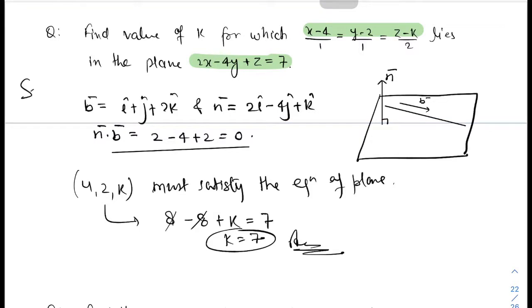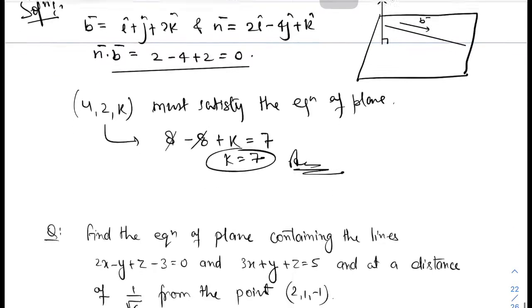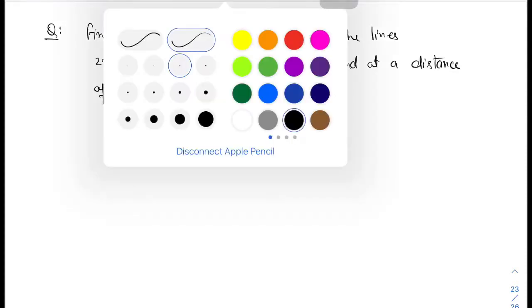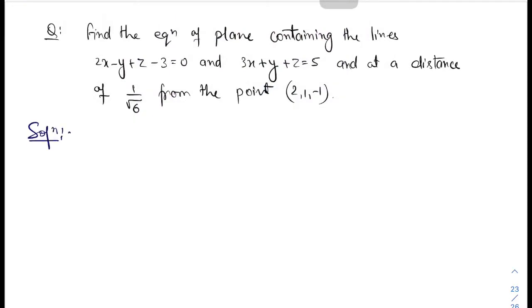Okay, let us see what the next question is. Find the equation of the plane containing the lines this and this, and at a distance of 1 by root 6 from the point. Okay, the plane is containing the lines this and this. These are the equations of two planes. We have already discussed it.